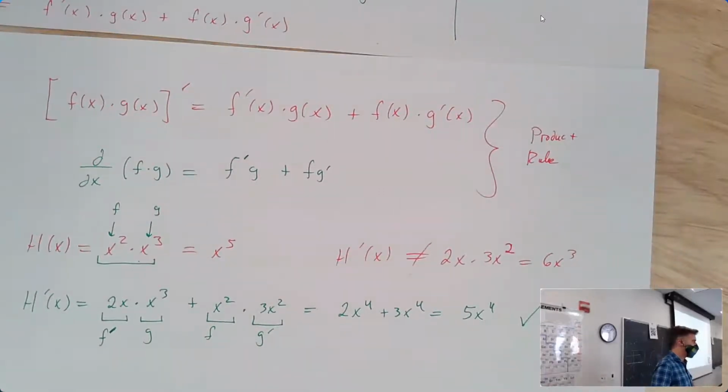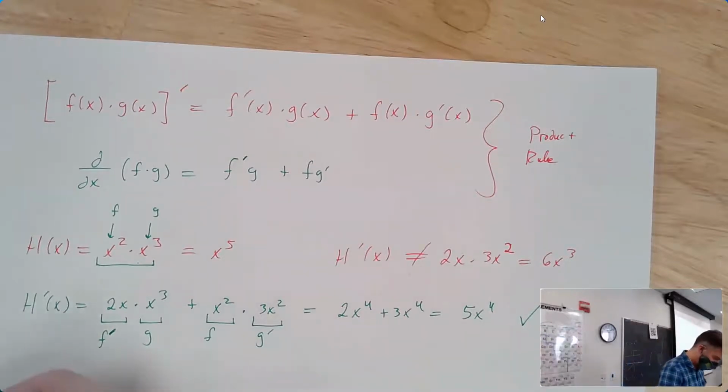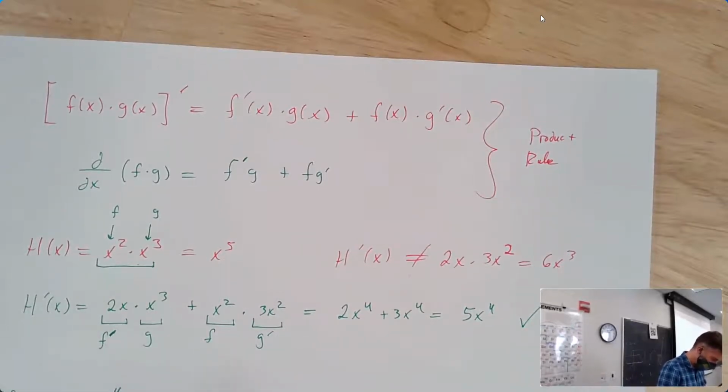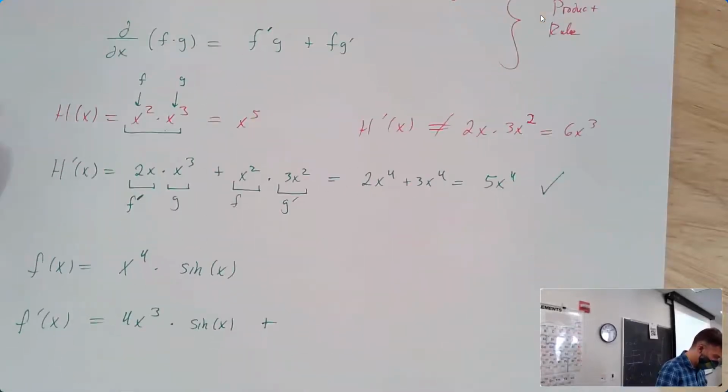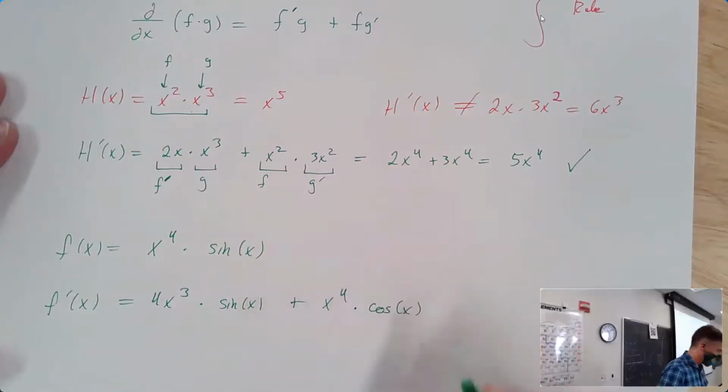So there's some evidence that the product rule really does do what it's supposed to do. Now, you would never use the product rule for this because you would just simplify it and say it's x to the 5th and take the derivative the normal way. But we can now answer the question that we started all this with: what's the derivative of x to the 4th times sine of x? So if your function is x to the 4th times sine of x, the derivative is going to be 4x cubed times sine of x plus x to the 4th times the derivative of sine of x, which is cosine of x.